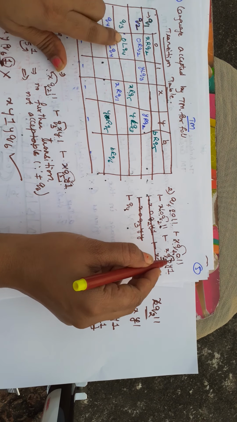Then again check q1 with 0. 0 should be replaced with x here, q1 goes to q2, and it should go towards the right side. So first we will do the direction operation, so it will jump over the 0, and the remaining is y 1. Now change this one: 0 should be written as x, and q1 should be written as q2.